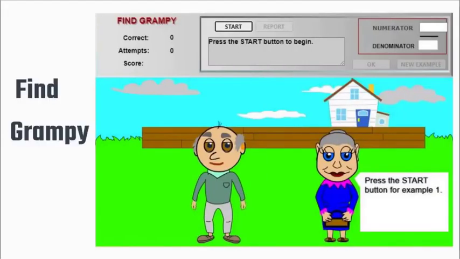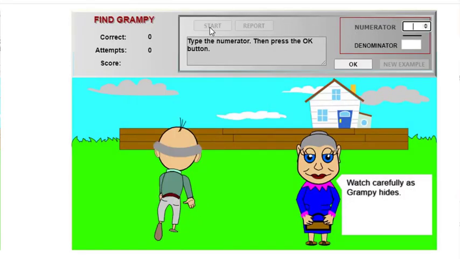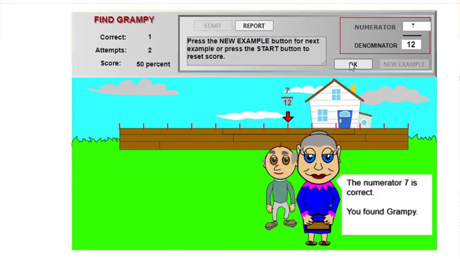Our most popular content includes Find Grampy, a fun, interactive fractions game. The aim of this game is to find where Grampy is hiding behind the fence using fractions.